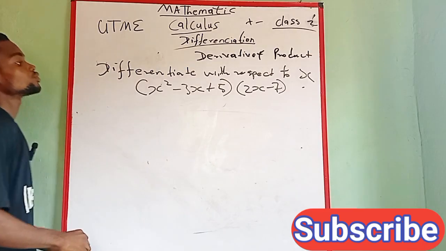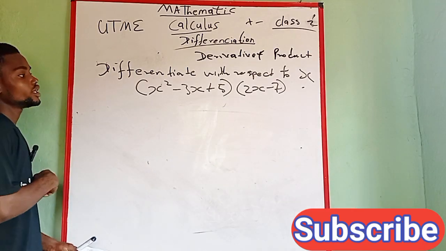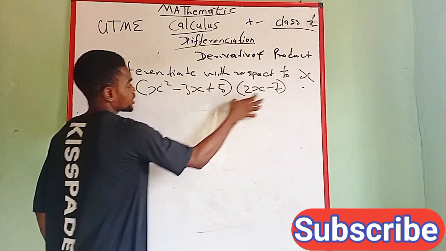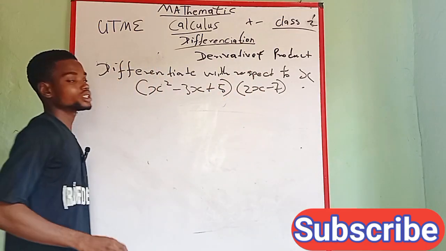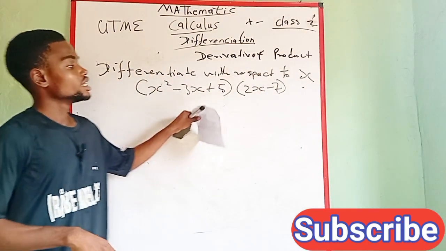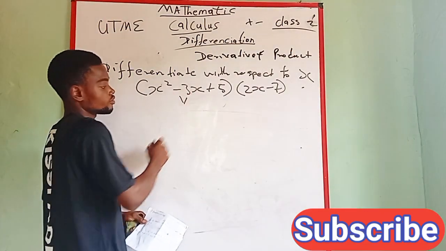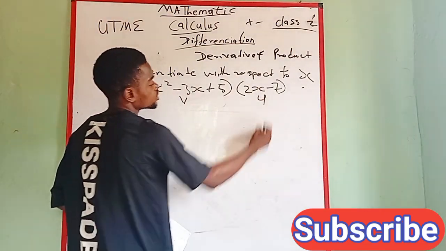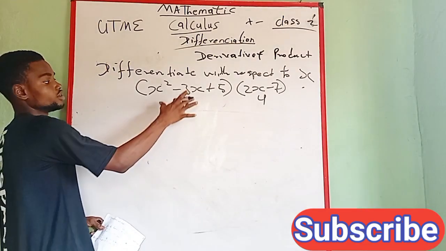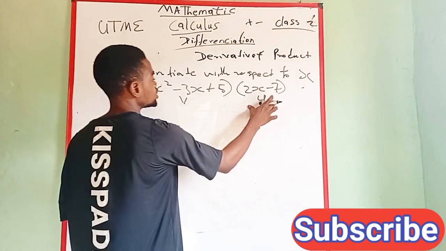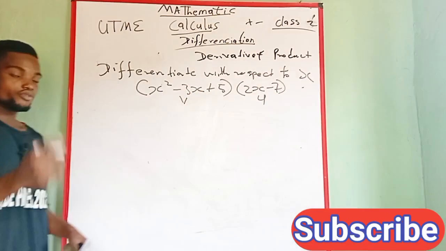So guys, what are we going to do? Now, if you look closely here, you will find that this is a bracket and this is a bracket. They are held together with multiplication. Here, this is the derivative of a product. And like we know, we will now call this V, and we call this U. You're going to use virgin V multiplied by differentiated U, and use virgin U multiplied by differentiated V. All right.